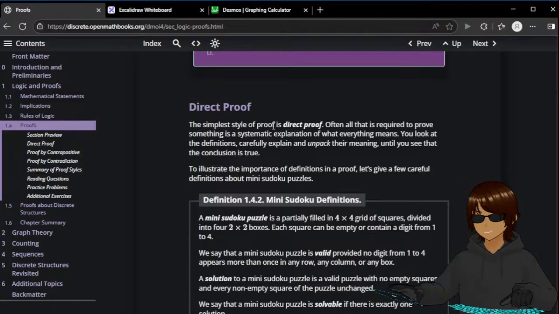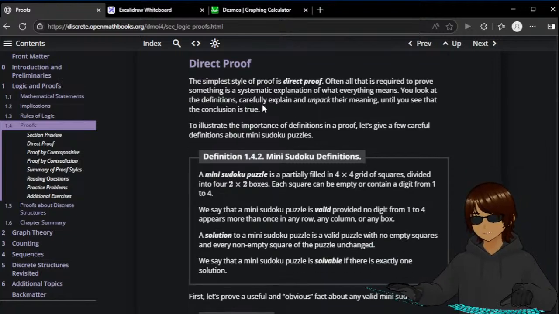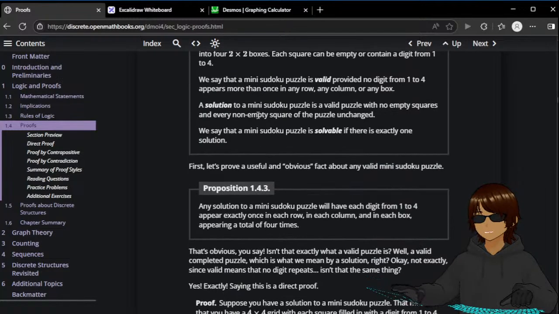The simplest style of proof is called direct proof. Often, all that is required to prove something is a systematic explanation of what everything means. You look at the definitions, carefully explain and unpack their meaning until you see that the conclusion is true. To illustrate the importance of definitions in a proof, let's give a few careful definitions about mini Sudoku puzzles. A mini Sudoku puzzle is a partially filled in 4 by 4 grid of squares. We say that a mini Sudoku puzzle is solvable if there is exactly one solution.